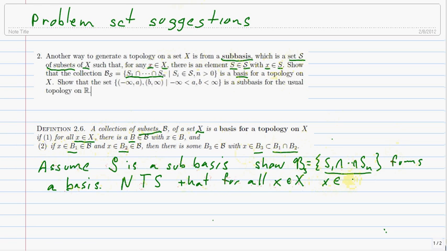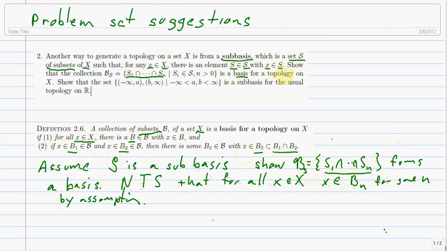x is an element of B sub n, sorry, B sub n for some n. But that's by assumption, because the subbasis already has that property. So intersections of sets of the subbasis are certainly going to have that property.